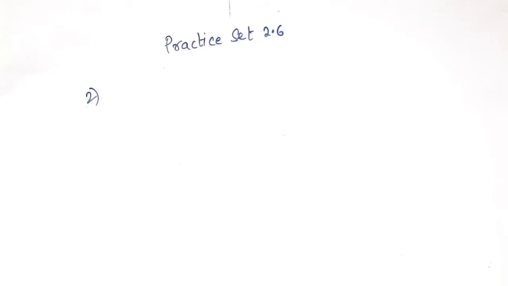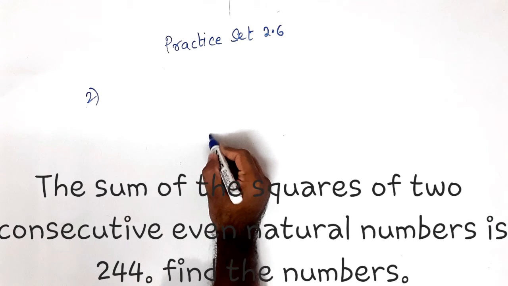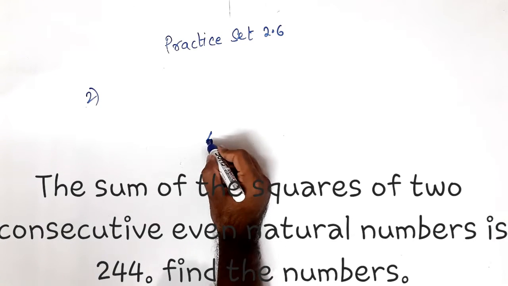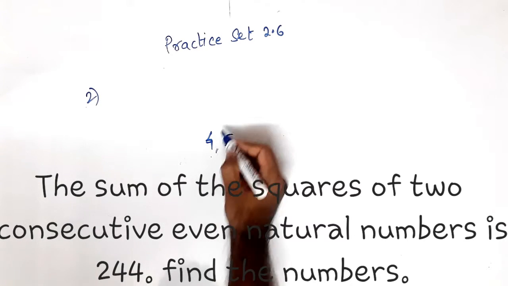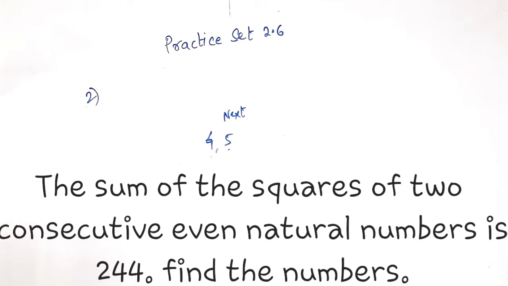Second one says that the sum of the squares of two consecutive even natural numbers. Now it is very important to understand what are two consecutive even natural numbers. Let me take an even number, for example 4 I am taking. What is the consecutive number? Its consecutive number is 5. Consecutive means the next number. Okay, the meaning of consecutive, successive or the next number is the same.